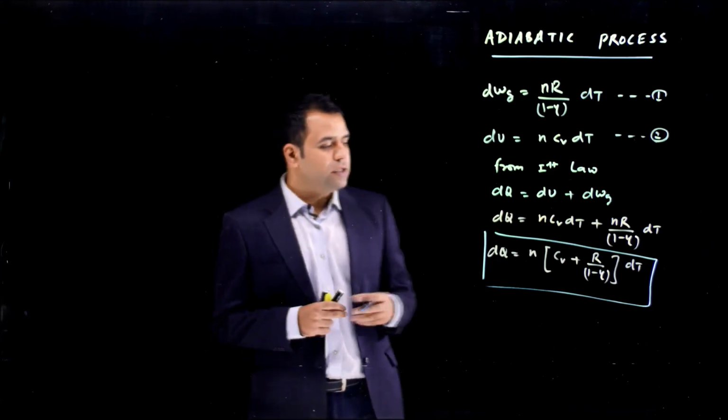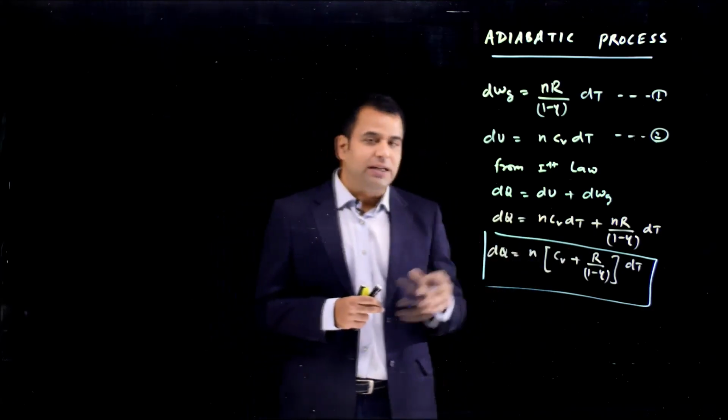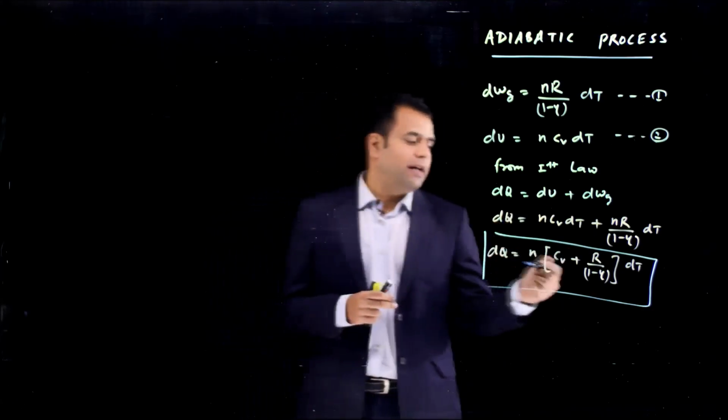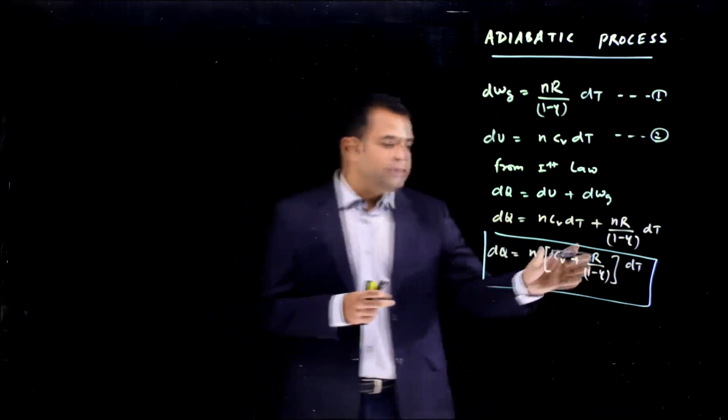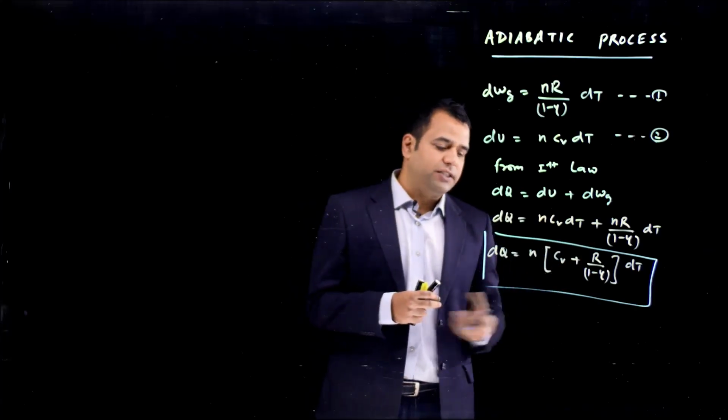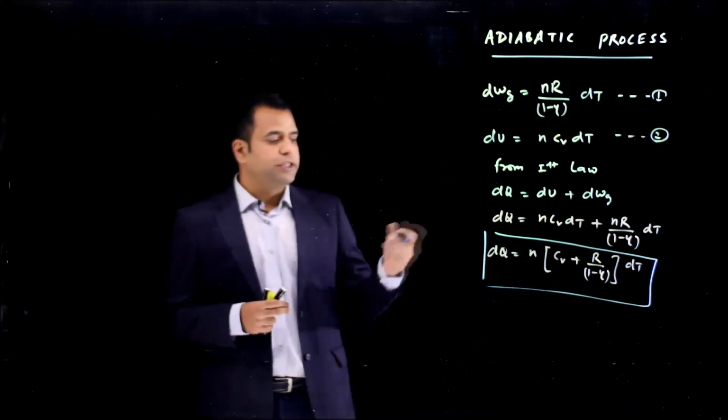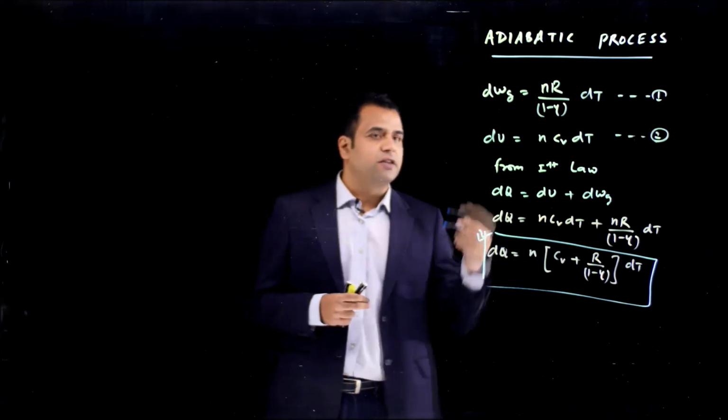Okay. So by further integrating this, we can calculate the heat given in the process, and you see these values are all constant. So once you decide the system, these values are not going to change. So it's sort of a linear function in terms of temperature. Okay. So this is your heat given to the system in case of the adiabatic process.